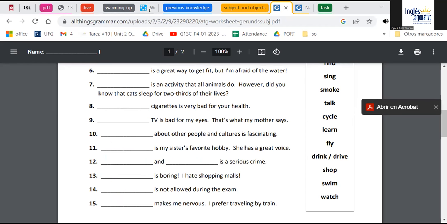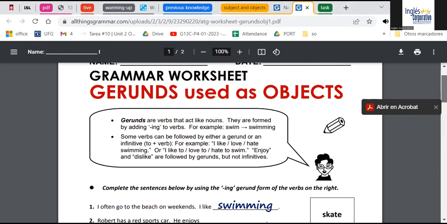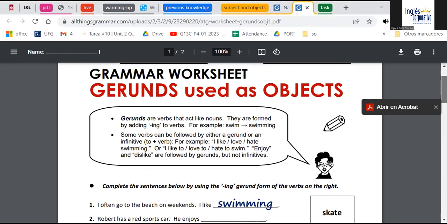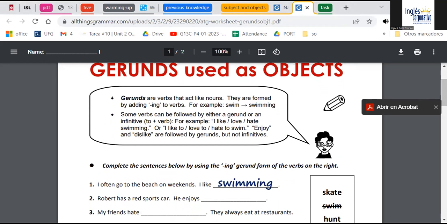Very good, guys. So let's continue. We have some more exercises. And before that, let me see. We're going to do the following exercise, okay? So I want you to do this activity using gerunds as objects, okay? Could you help us with this information, please? Oscar, gerunds are verbs?